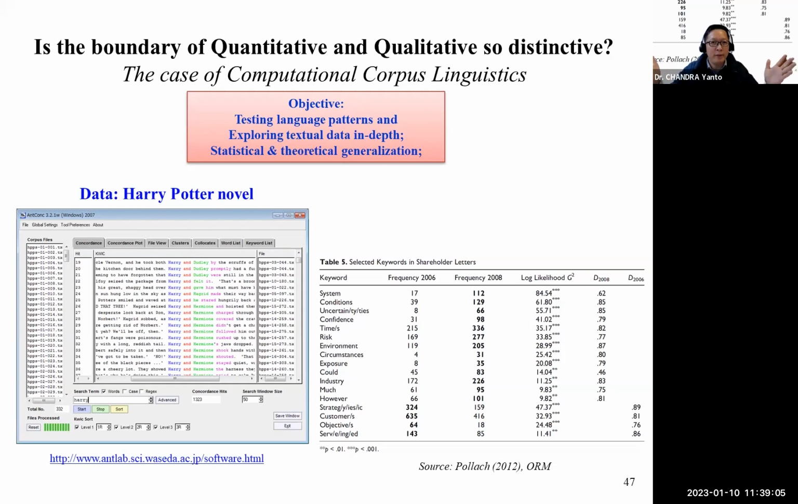For example, Harry would be maybe the highest, or maybe Hagrid, or maybe the name of the enemies. What's the name of the enemy in Harry Potter? That name will keep on appearing a lot. But you can also probe this huge amount of information about the Harry Potter novel using what we call a computational linguistics approach. So there are many new methods. There are many powerful methods that can be learned.